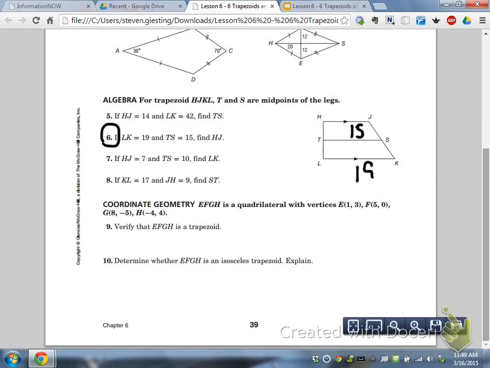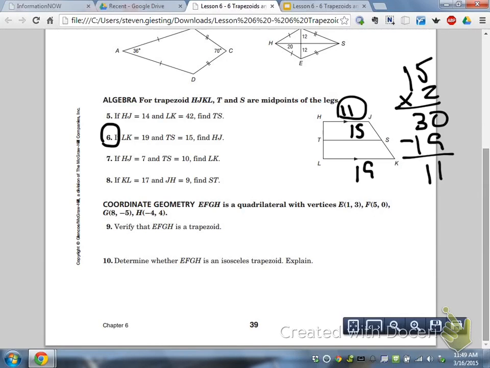Would you do 19 plus 15 times 2? Nope. Because you take 15 plus 15 and subtract 19 and it's 11. Wait, what did you do? So you take 15 plus 15, get the answer, then you subtract 19, and that's going to be HJ. Why do you do 15 times 10? Because when you get 19 plus 11, it's 30, and then you divide it by 2. So doing that backwards, you times it by 2, and then subtract 19.